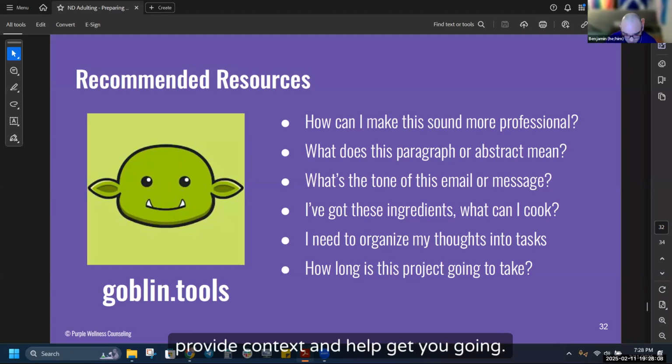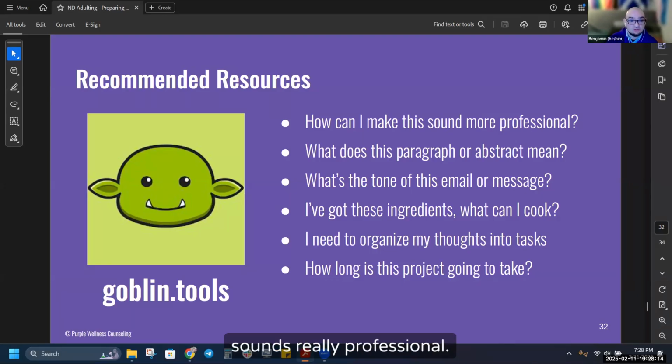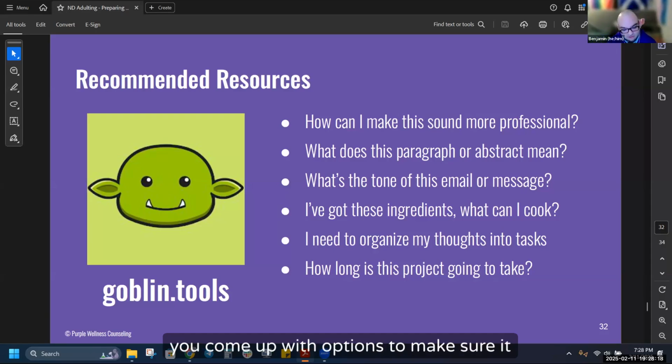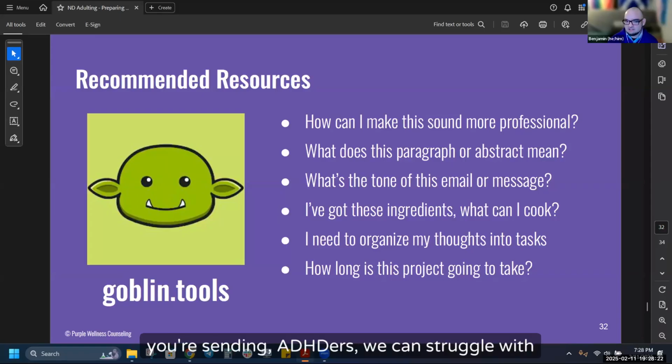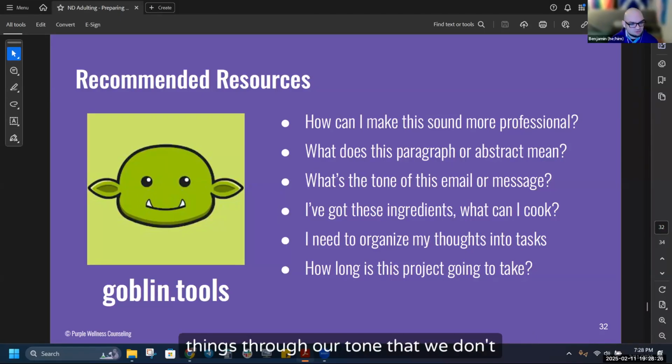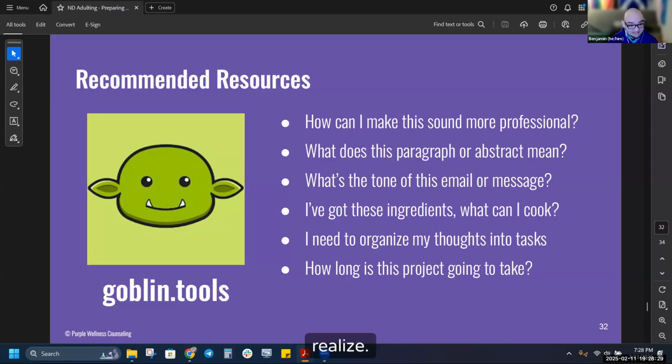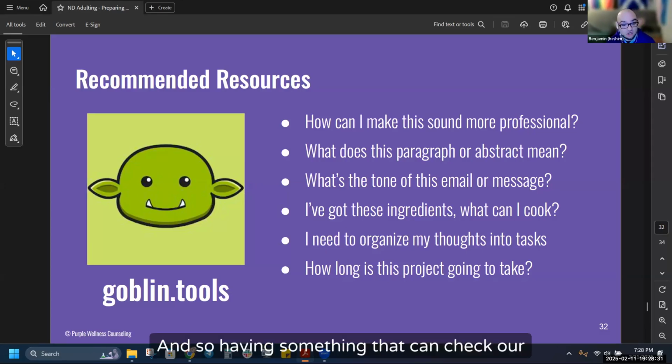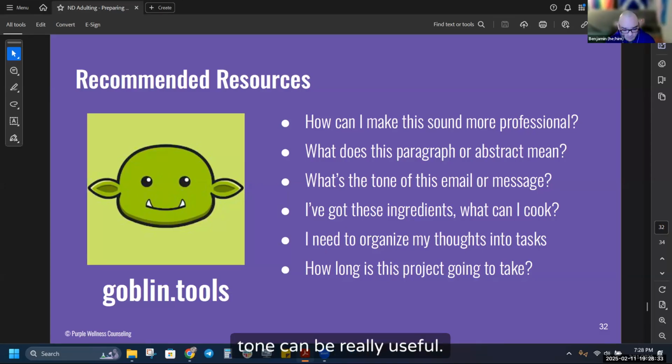But you can drop in smaller pieces of text to help provide context and help get you going. There are also things like if you're trying to write a cover letter or a communication to a professor that you want to make sure sounds really professional, you can put that in and the tool will help you come up with options to make sure it sounds professional. If you're not sure of the tone of something you're sending, ADHDers, we can struggle with this a lot, where sometimes we communicate things through our tone that we don't realize. And so having something that can check our tone can be really useful.